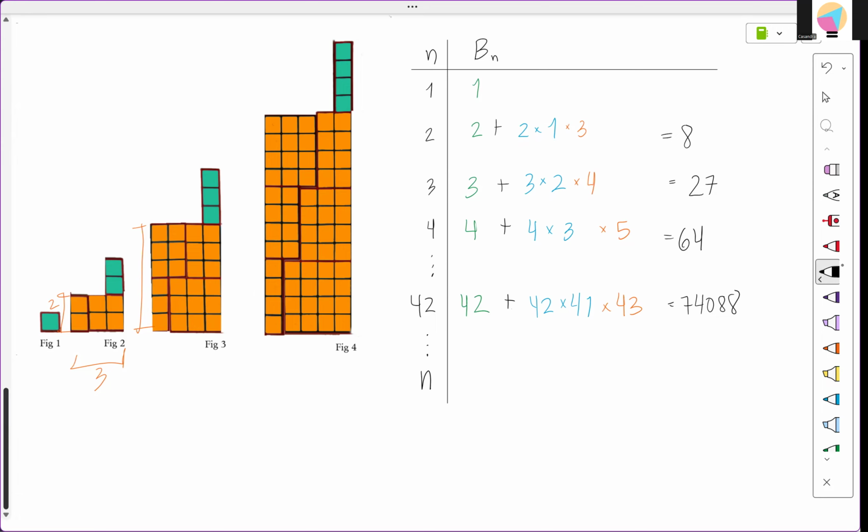So using the same ideas, the green one was always the figure number. It's literally the same. Whatever was in the first column, that's what goes here. And then we have a plus. And then again, it was a figure number, so that's still n. And we're multiplying that by the one that's smaller, and then next by the one that's bigger.